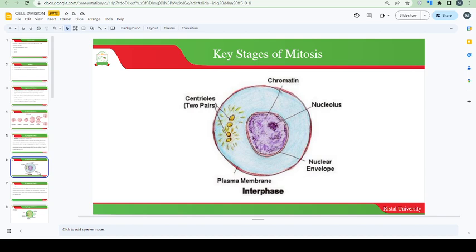Below is an image showing the centrioles, that are two pairs, plasma membrane, nuclear envelope, the nucleolus, and chromatin. And this image is portraying the interphase stage.